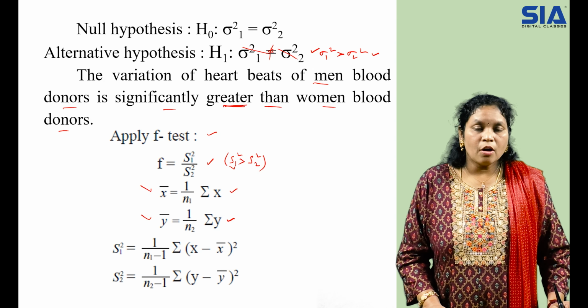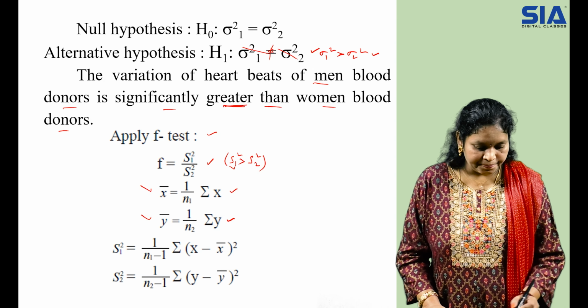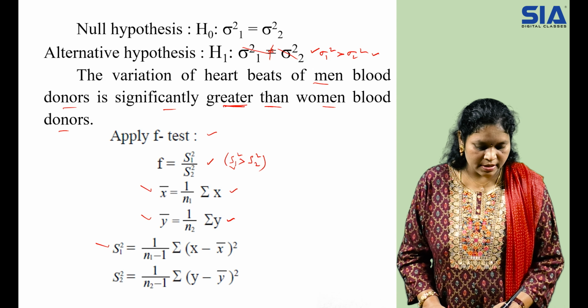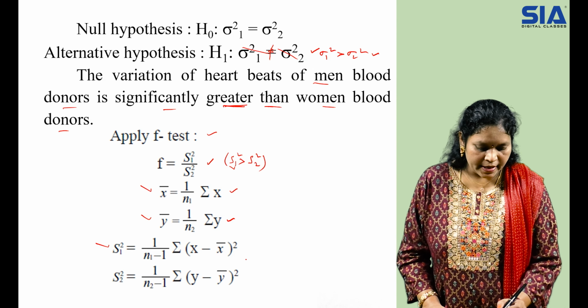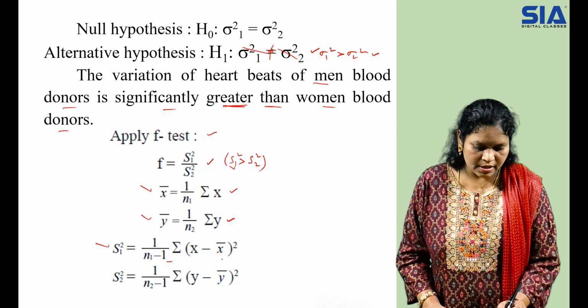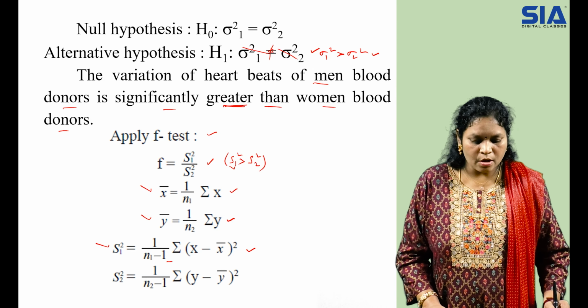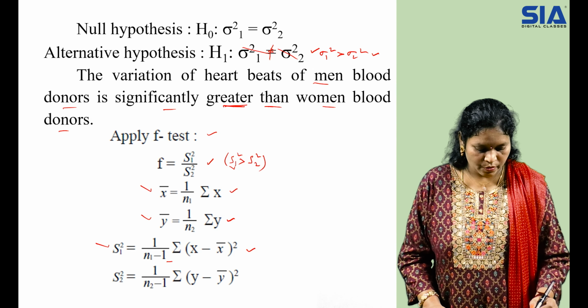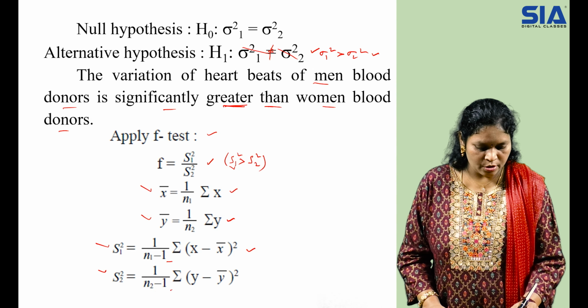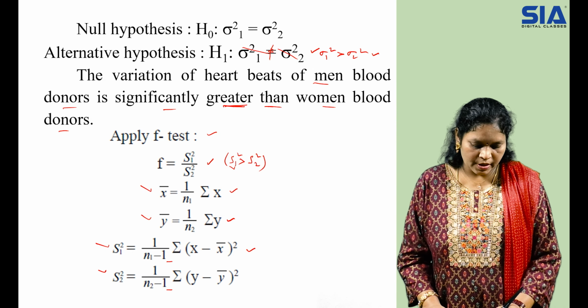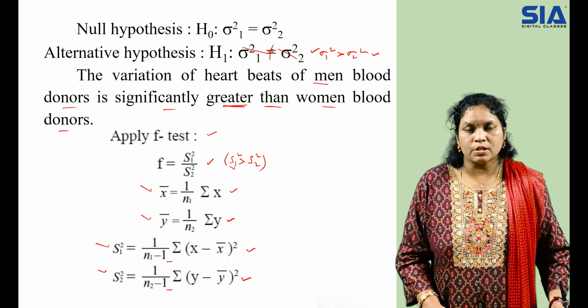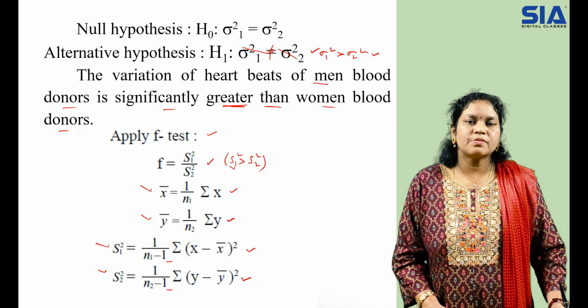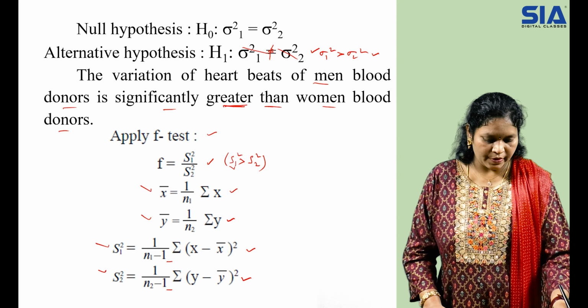Now let us go for obtaining the S1 square formula. The S1 square formula is the same as what we have learned earlier, that is 1 by n1 minus 1 summation x minus x bar whole square. Similarly, let us check the S2 square formula, 1 by n2 minus 1 summation y minus y bar whole square. So these are the variance formulas we have for S1 and S2.